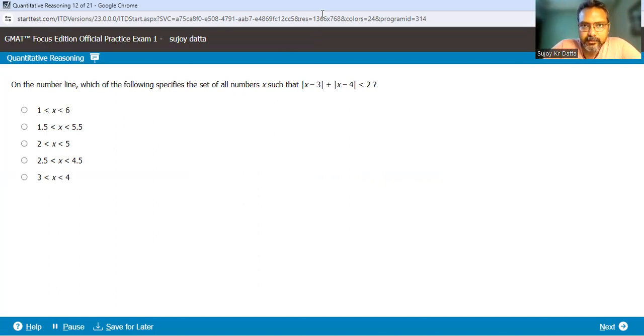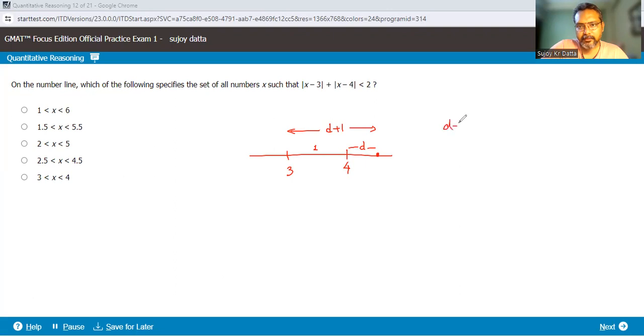All right, now some inequalities. On the number line, which of the following sets of all numbers such that the sum is less than 2? All right. So a quick way of doing this is draw the line. This is 3 and 4. Now, if your x value is here, and if I say the mod means the distance, so if I have this as the distance d, then clearly this distance is d plus 1 because this is 1, right? This gap. So the sum of the two distances, so d plus 1 is less than 2. So 2d is less than 1. So d is less than 0.5. That means this can be 4.5. So an upper limit has to be 4.5. We can just mark this. Okay.